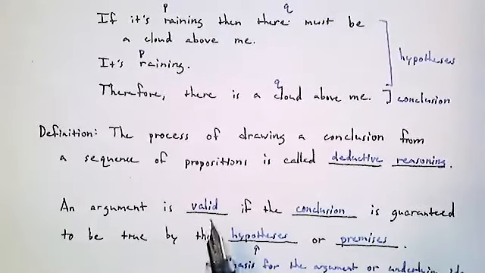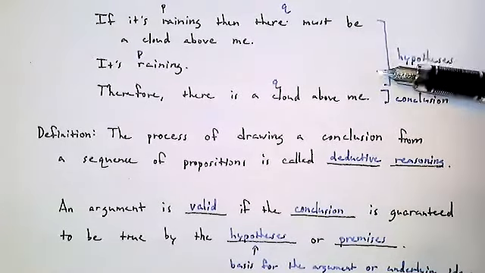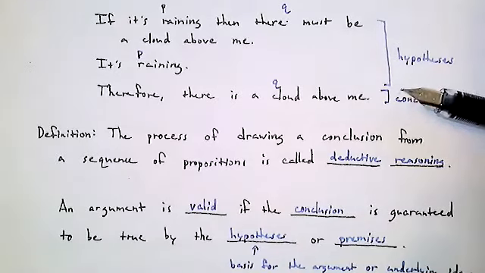So in everyday speech, valid might mean something a little bit different, or a little bit looser. Here we mean if these hypotheses are true, then the conclusion must also be true. So it's very specific.